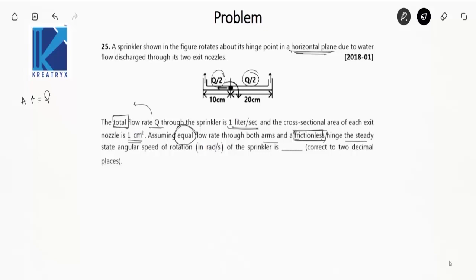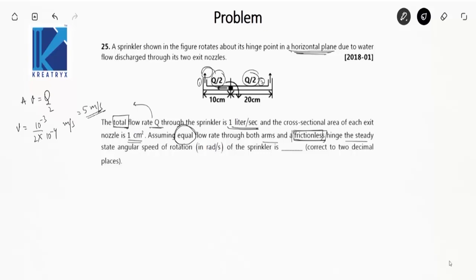This can be found out by AV is equal to Q. Let this be the first arm and this be the second arm. The flow rate is equal in both the arms, that is Q by 2. So velocity will be Q, total flow rate is 1 liter per second, that is 10 to the power minus 3 meter cube per second, upon 2 into area. Area is 1 centimeter square, that is 10 to the power minus 4 meter square. So velocity will be in meter per second, and that will be equal to 5 meter per second.